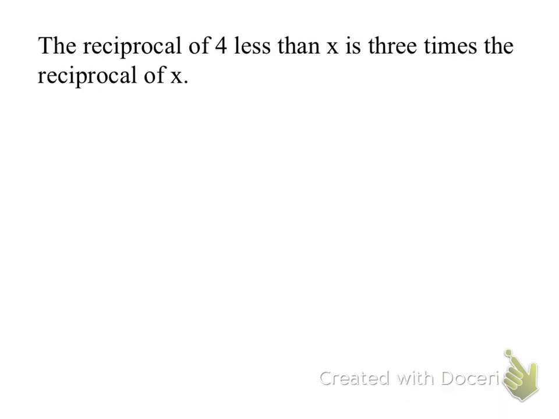All right, that's the end of the lesson. Oh, let's see, one more. The reciprocal of 4 less than x is 3 times the reciprocal. The reciprocal of 4 less than x. 1 over 4 minus x. Good. Less than x. Close. It has a than there. Isn't that sneaky?